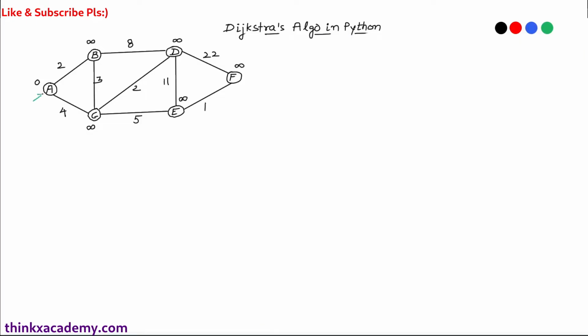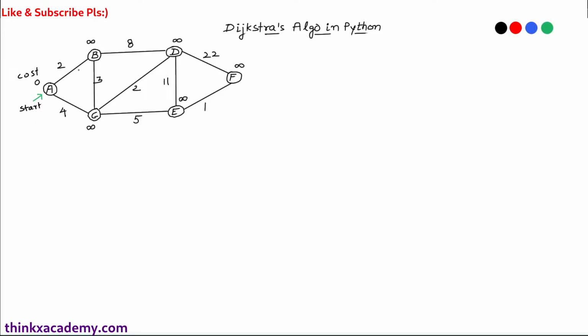Let's start with the explanation part. Here we are going to start with the A node, which is assigned a cost of 0. For each and every node we are going to assign a cost, and we will see the significance of that cost. A has a cost of 0, which means it costs nothing to reach A, because it is the starting node.